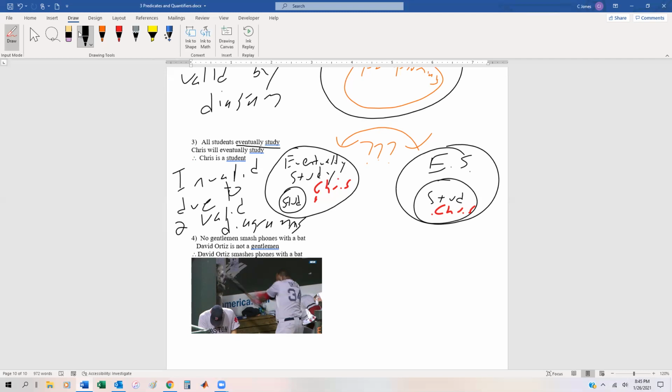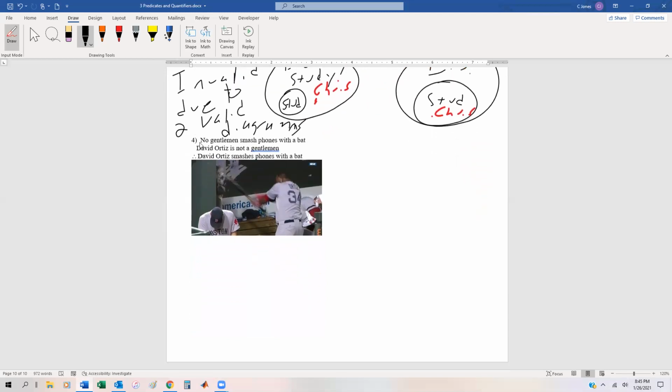Now, what you could do is you could use the method that we used before with the predicates, and eventually what you would see is that this is a converse error. All right, so I urge you to try to utilize that method to verify. Right. One last example. So no gentleman smashed phones with a bat.